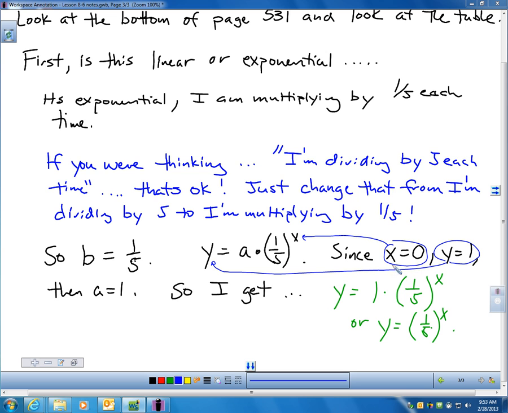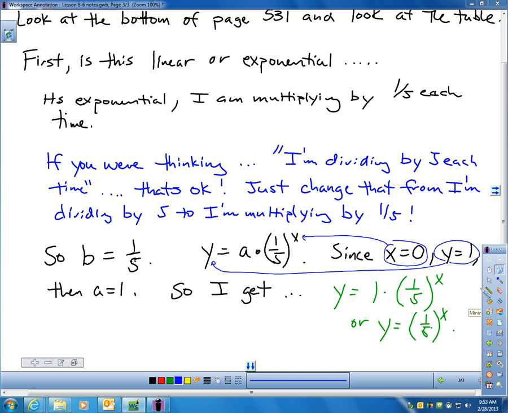So here are two ways I could write that final exponential decay equation. I could have put y equals 1 times (1/5)^x, or I could have just not even put the 1 in front: y equals (1/5)^x. And that's what we're doing in this section. We're just working on exponential decay.